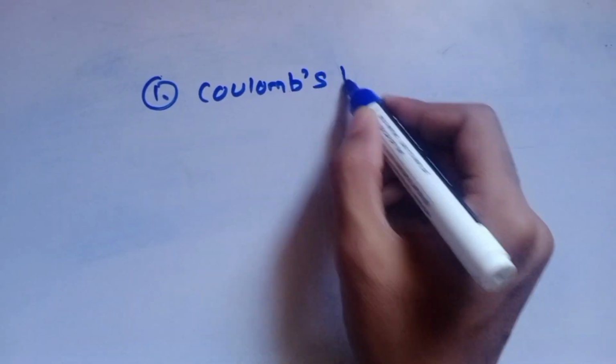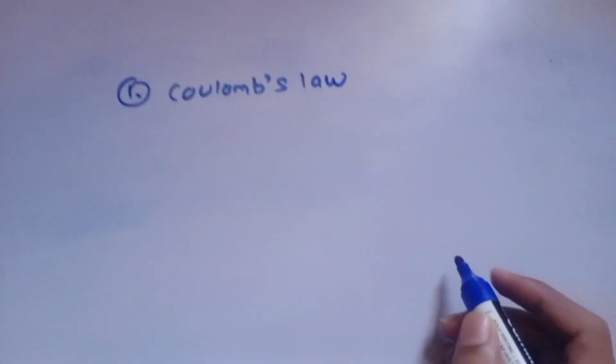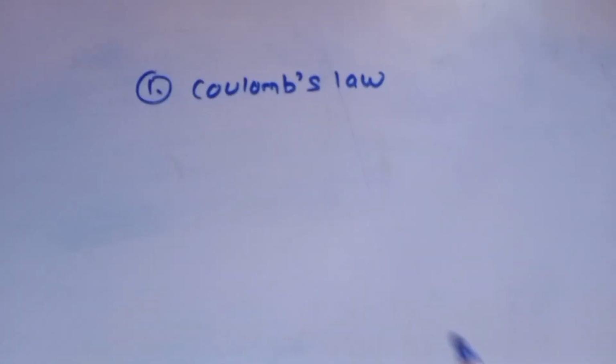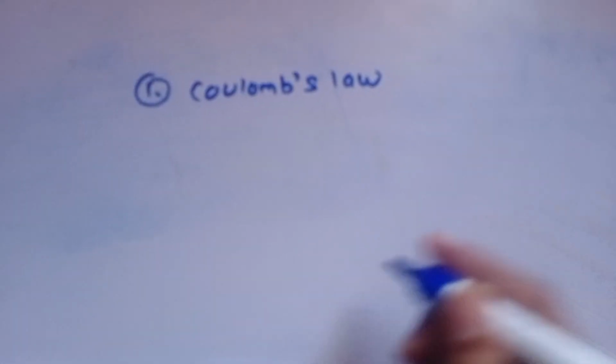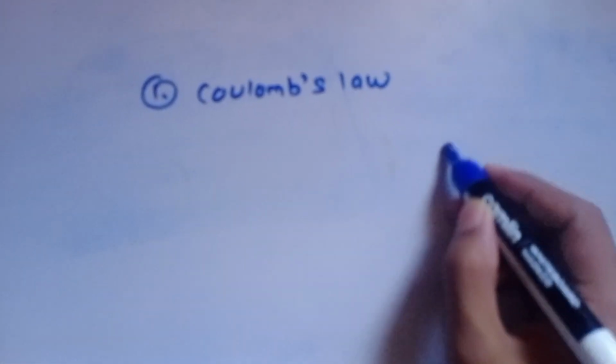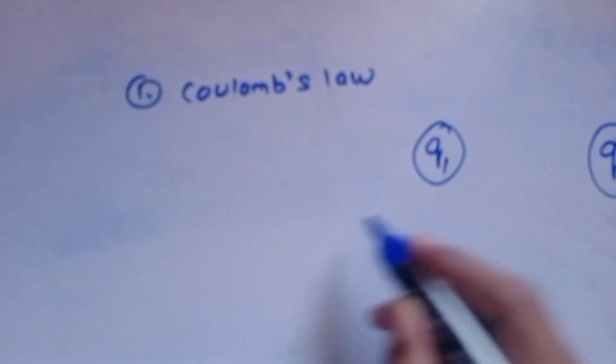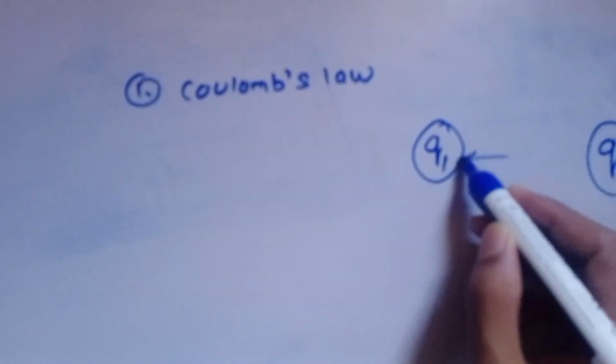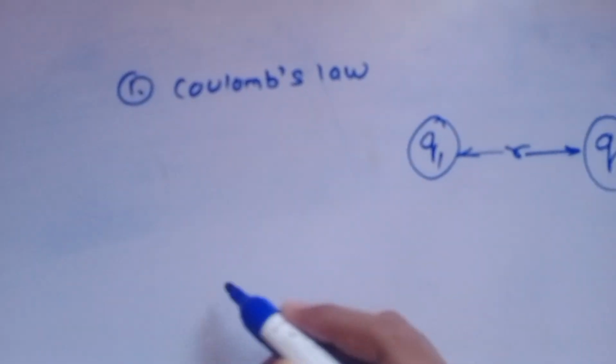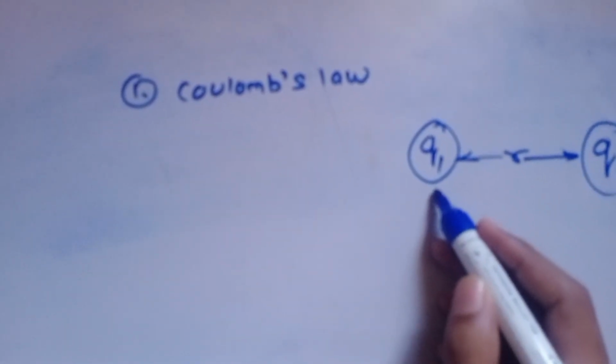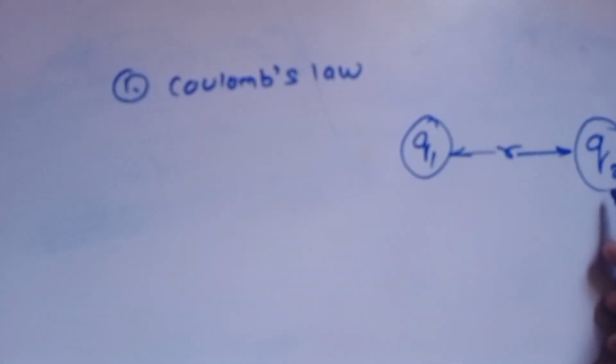Coulomb's law. What is Coulomb's law? First, we know about Coulomb's law. Here we take Q1, Q2, and the distance between them is R. Q1 represents the first charge and Q2 represents the second charge.